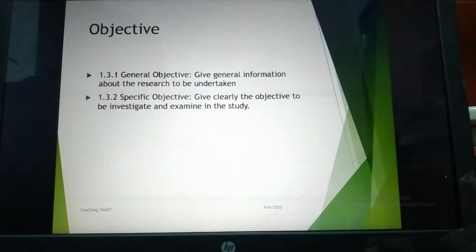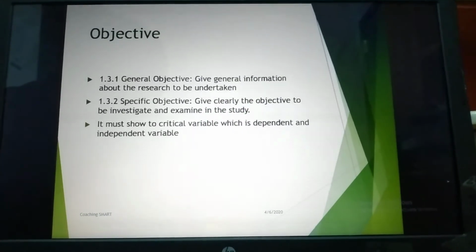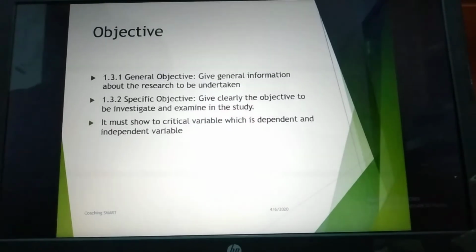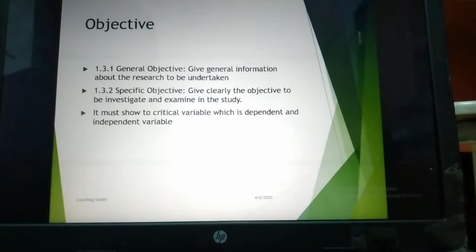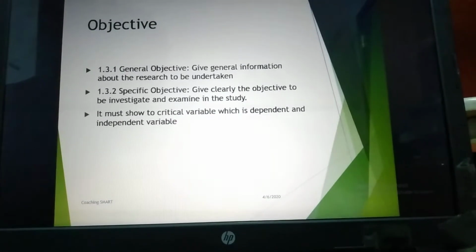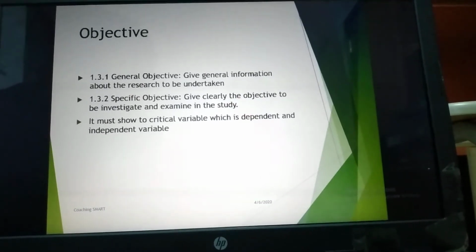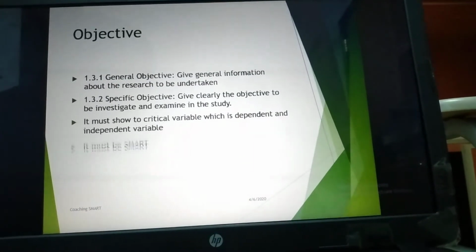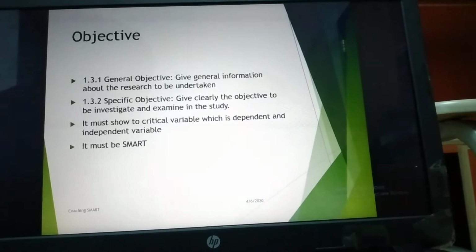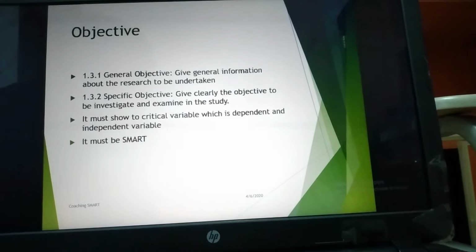So meaning that in the specific objective, you must show critical variables, which is dependent and independent variable. So when you're dealing with specific objective, highlight very clearly what are your variables. So variables must be independent variables and dependent variables. It must be smart. So your objectives must be smart. If they're not smart, then it will fail to measure what is supposed to be examined.